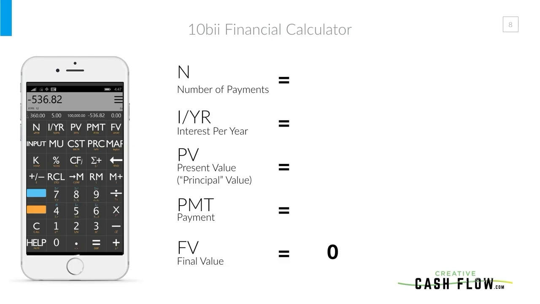I'll give you some tips on how you can get effectively the same result of what you would be looking for in a balloon note without using a balloon, while still being within the regulations, getting that qualified mortgage that you're looking for. So anyway, back to the point here, FV is going to be 0. We're going to keep that with 0.